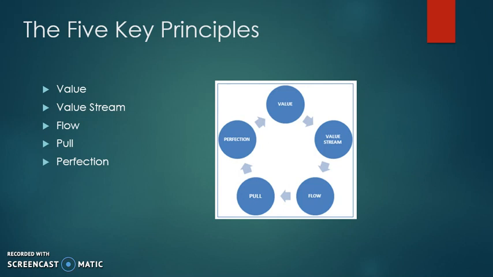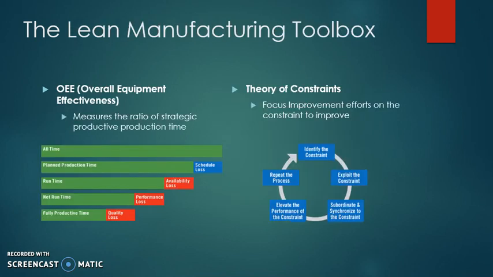Now let's open up the lean manufacturing toolbox. First, we've got overall equipment effectiveness, or OEE. That measures the percentage of planned production time that is truly productive. An OEE score of 100% signifies perfect production, where the company only manufactured good parts as fast as it could with no downtime, focusing on availability, performance, and quality.